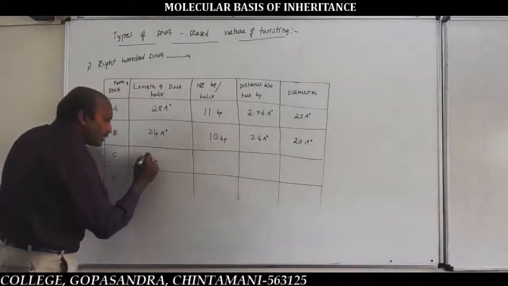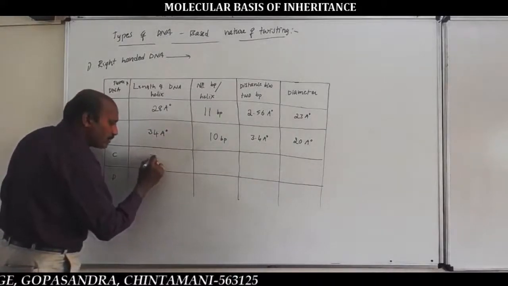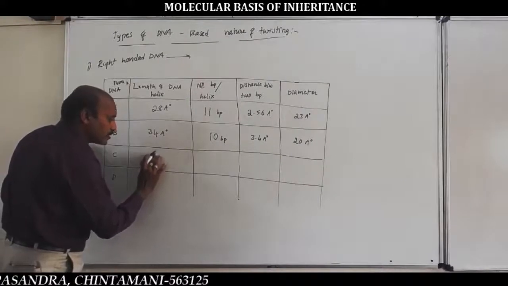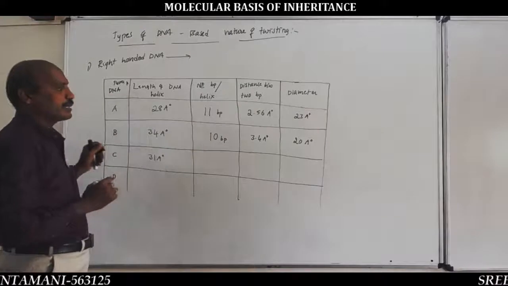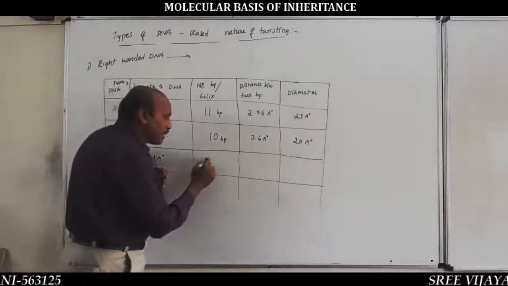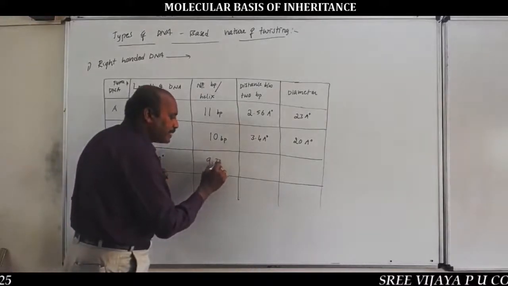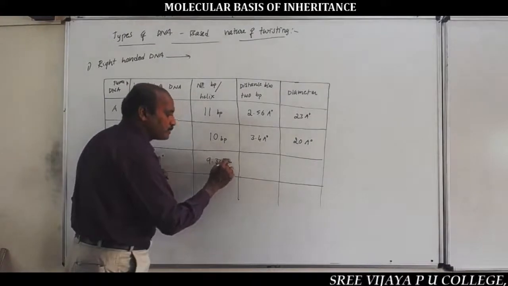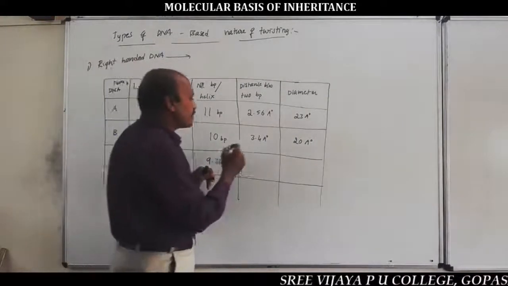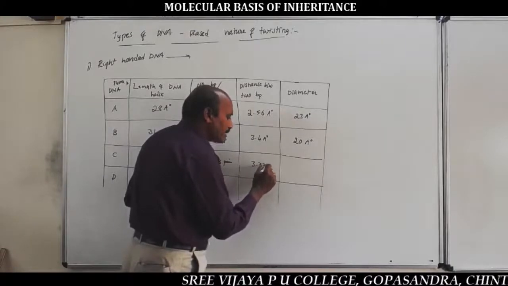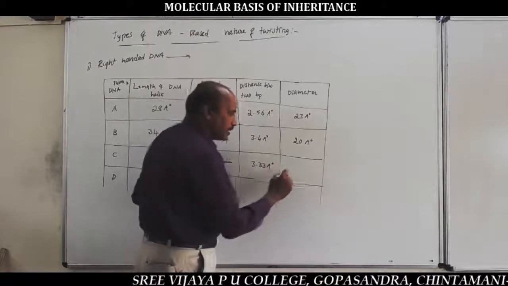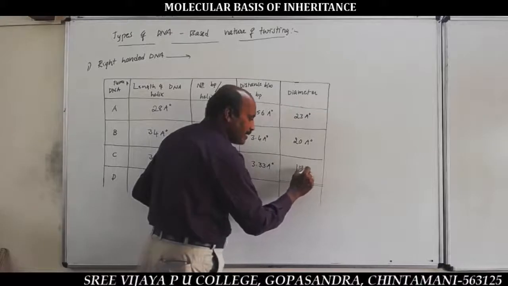Whereas in C DNA, length of helix is 31 angstroms. Number of base pairs 9.33 pairs. Distance between two base pairs is 3.33 angstroms and diameter 19 angstroms.